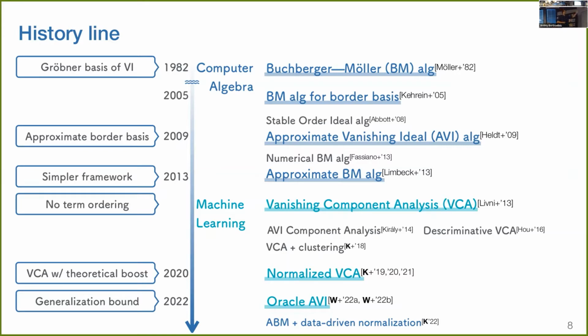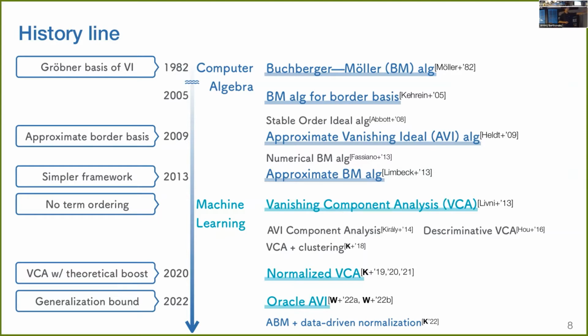And then one critical difference between them is that in vanishing component analysis, they don't assume a term ordering, a monomial ordering. Monomial ordering, or term ordering, is perfect in theory. You can choose whatever monomial ordering, it doesn't change any properties in theory, but different monomial orderings can give you different results, which is not very happy in applications, because you never know which ordering is the best.